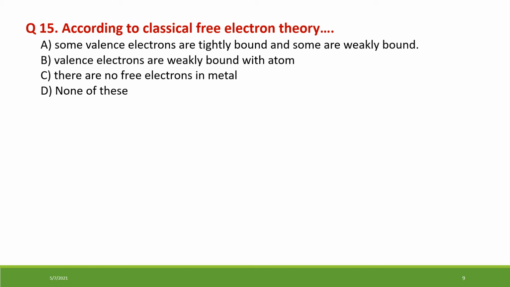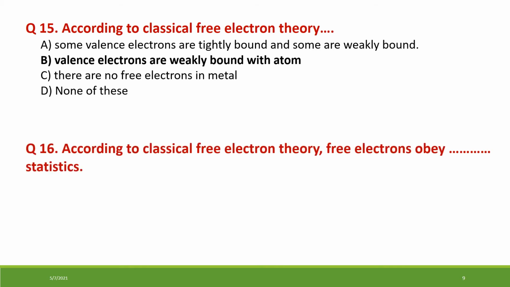So to give the answer of this question, you have to know all the assumptions of classical free electron theory. If you know all these assumptions, then you can easily give the answer of this question. And the answer of this question is B, valence electrons are weakly bound with atom.